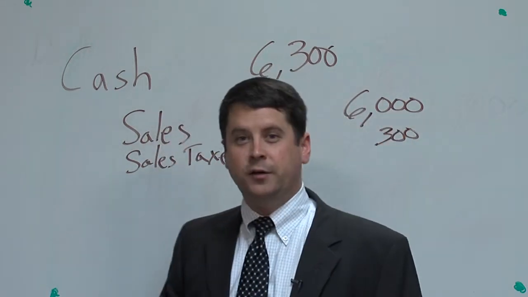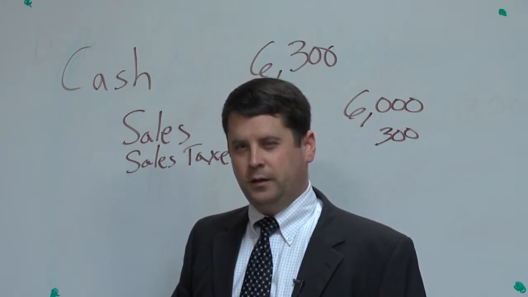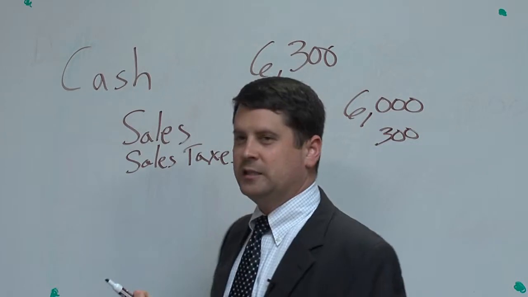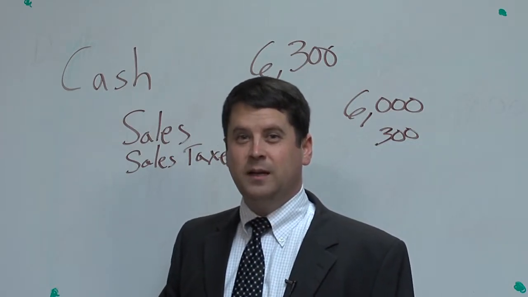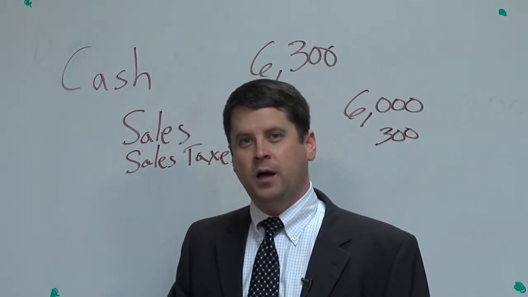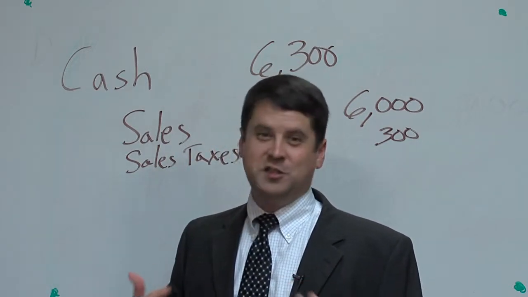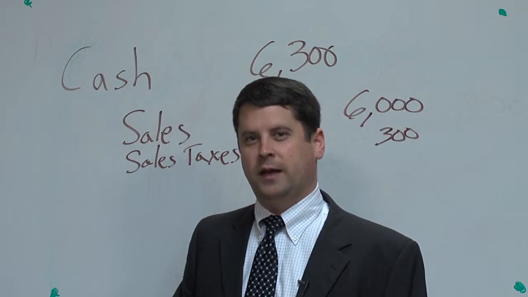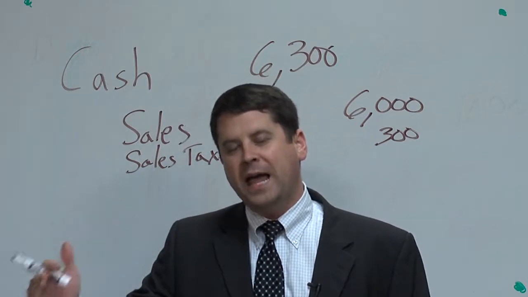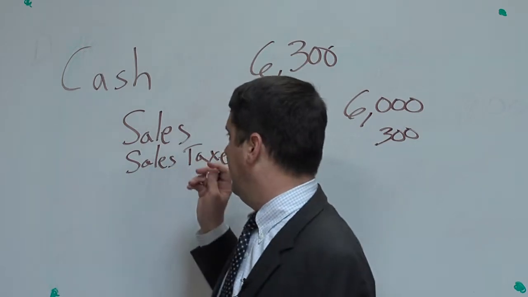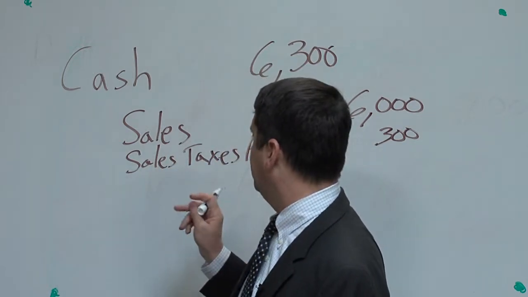And so our sales, that's a revenue account. And our sales gets a $6,000 credit. But then sales taxes payable, that's a liability. It means that someone has a claim on $300 of our assets. The state, in this case, would have a claim on that. So until we actually pay the state the taxes that are due, we have a current liability of sales taxes payable.